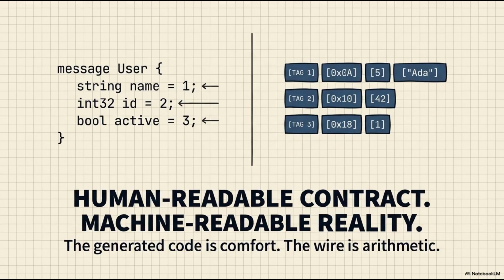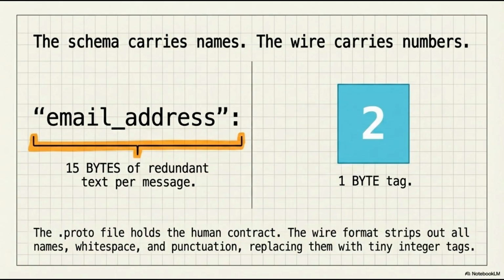Okay, so let's start with the tag, because this is the fundamental mechanism that lets us eliminate those bulky JSON keys entirely. Right. Like you have a field like email_address in JSON. Every single time you send a message, you are sending the characters email_address. That is 13 bytes of redundant text just to tell the receiving server what the next piece of data actually is. Exactly. But the wire format for Protobuf does not care about your field names. The schema, your .proto file, holds the names for human convenience. The wire holds only numbers.